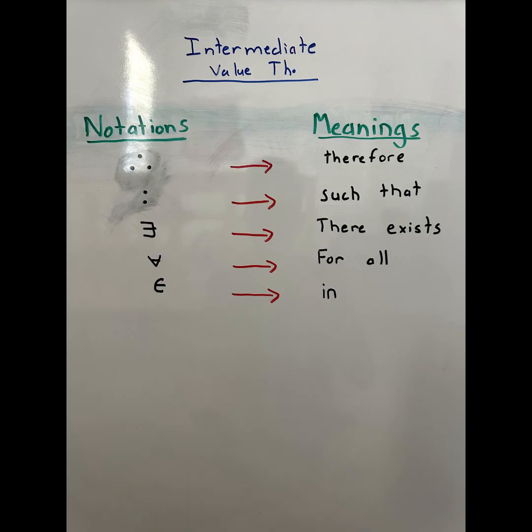The first one means therefore, the second one means such that, the third one means there exists, the fourth one means for all, and the fifth one means in. These are important to decoding what the intermediate value theorem actually means.